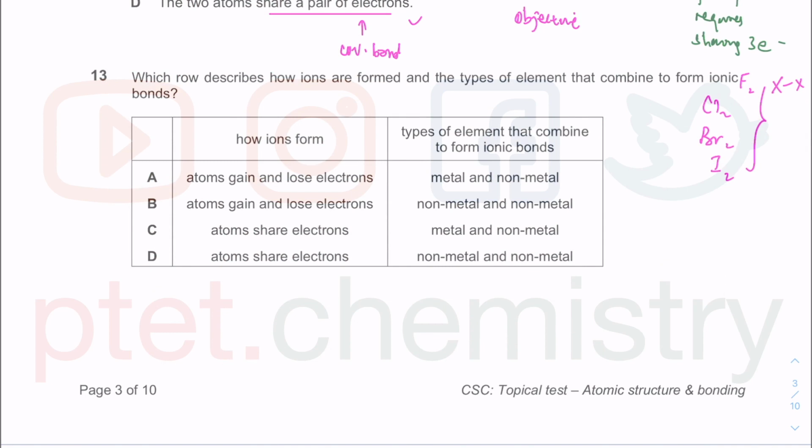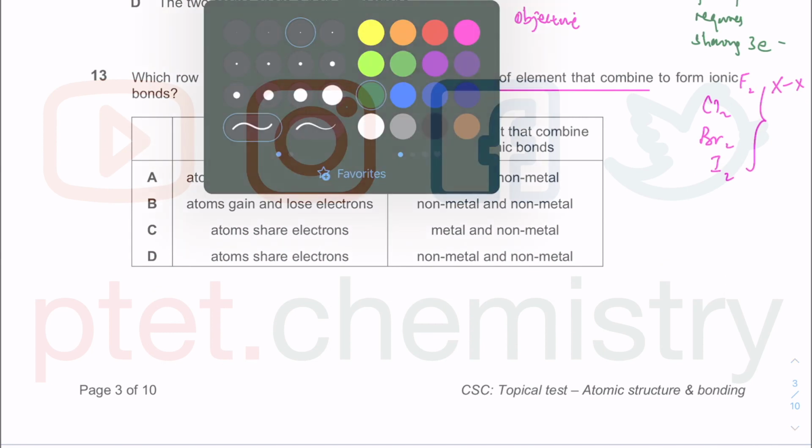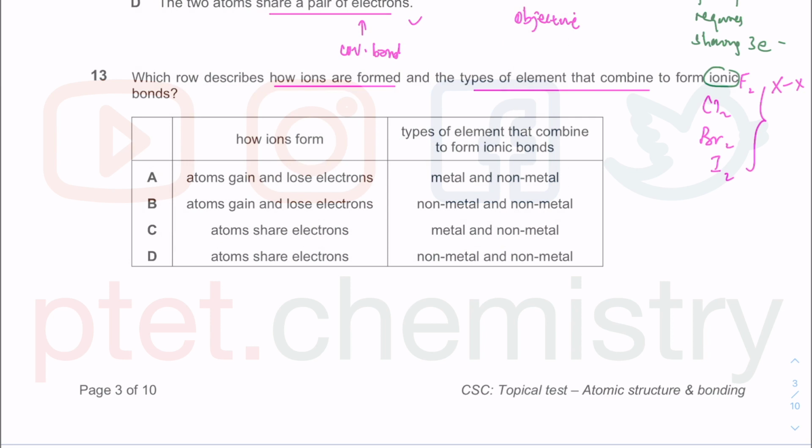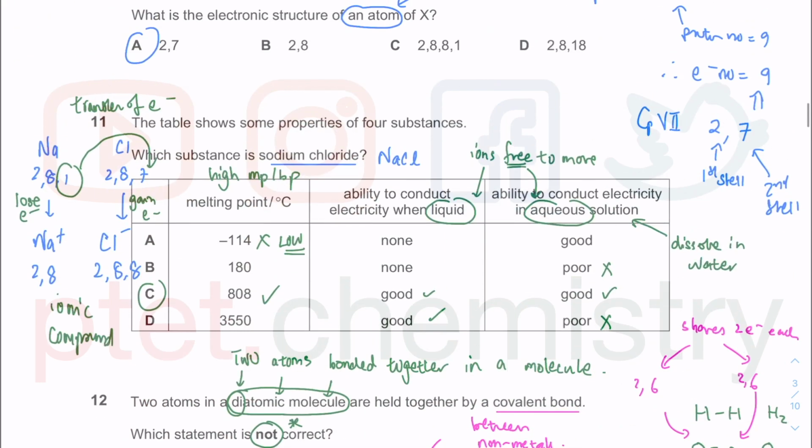Question 13, which row describes how ions are formed, and which type of elements combine? You want ionic, so very clearly you want ionic. Ionic is going to be between metal and non-metal, so B and D are definitely out, so there's no need to look at those. How do ions form? We know that they don't share electrons, because when they share electrons there's a covalent bond, and the question very specifically asks for ionic bond, so it's to do with gaining and losing electrons. As I said earlier, you need to know the very basic things about your case study.